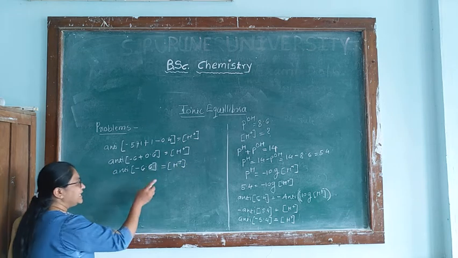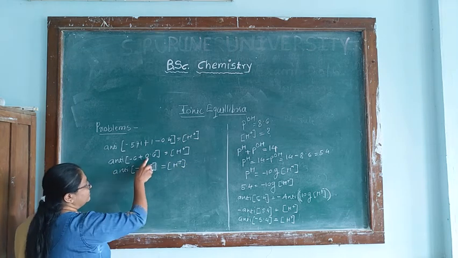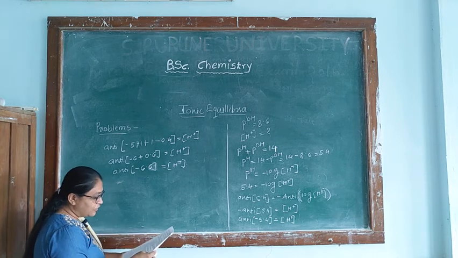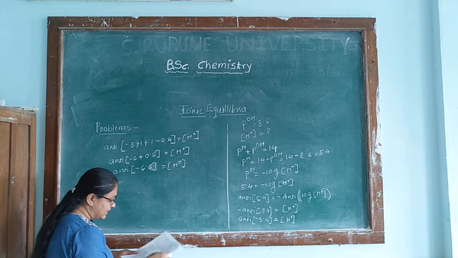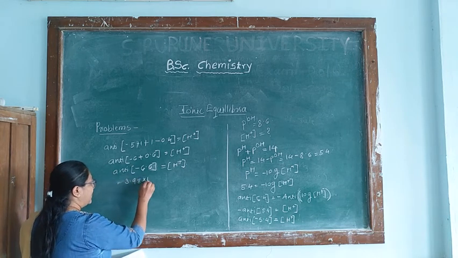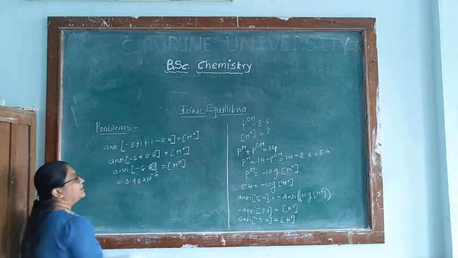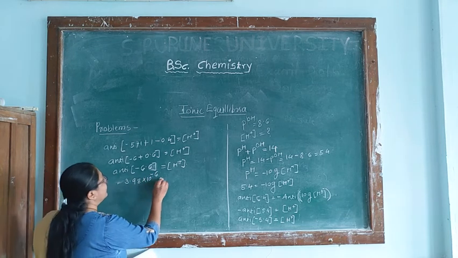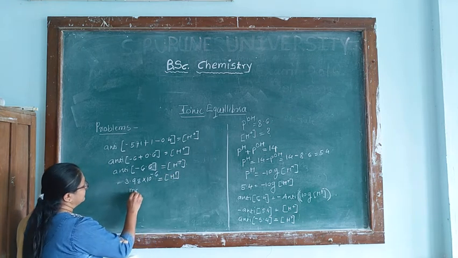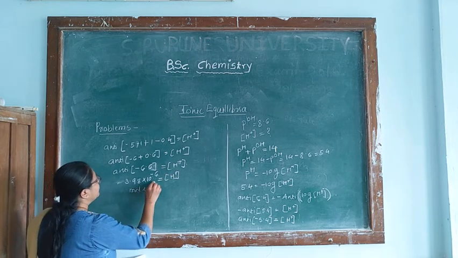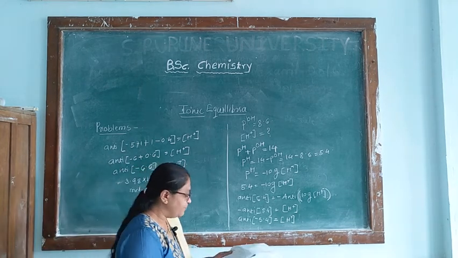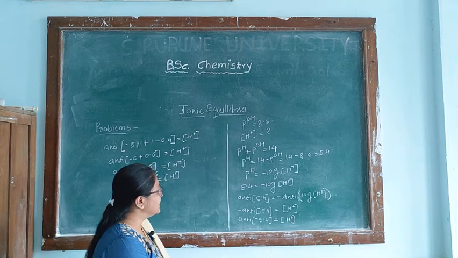Now we can see the antilog of the positive term, that is 0.6, and the antilog of 0.6 is 3.98. This minus 6 will be in the power of 10, so 10 to the power minus 6. This is the H plus ion concentration, mole per liter. This is how the H plus ion concentration can be calculated. Now the next problem we will see.